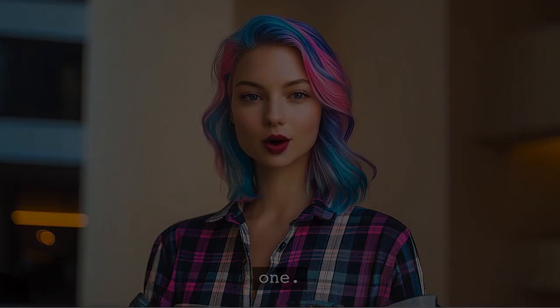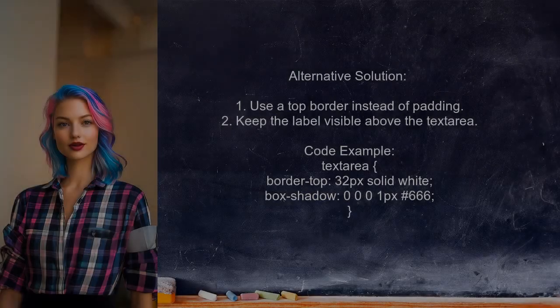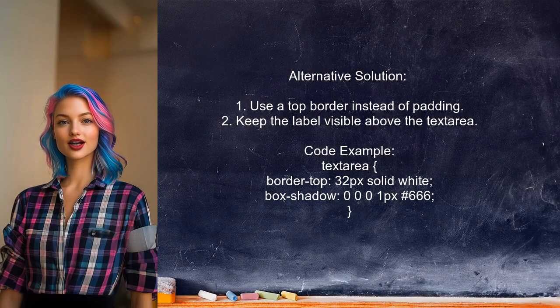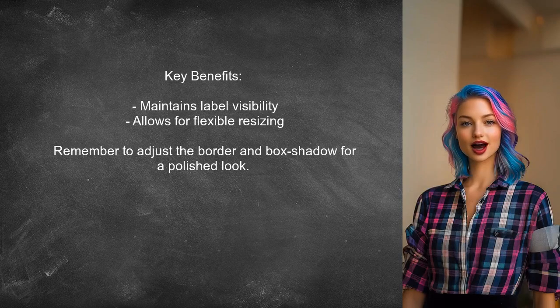Let's take a look at another one. An alternative solution suggests using a top border instead of padding to keep the text area content from hiding behind the label. This method allows you to maintain the appearance of padding while ensuring the label remains visible. This approach also allows for resizing the text area both vertically and horizontally, ensuring flexibility in design.